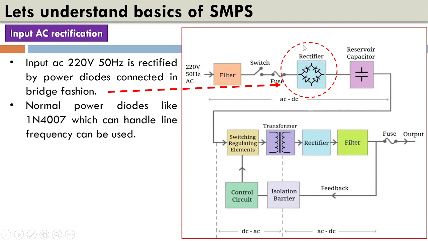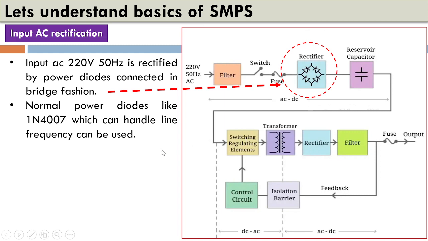But remember one thing, at the output, when we have a rectifier circuit, these diodes cannot be used here, since the output will have a frequency much higher compared to the line input frequency, which is 50 hertz. Here the output frequency may be more than 20 kilohertz. So you need to have power rectifier diodes which can handle such frequency. If you connect a diode of this category at the output, it will immediately blow off.